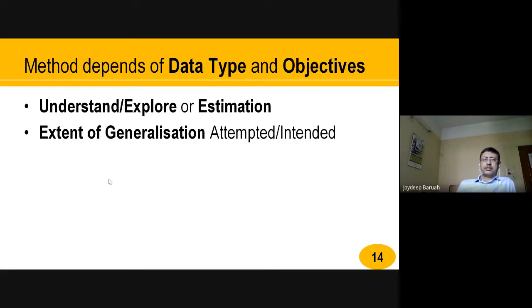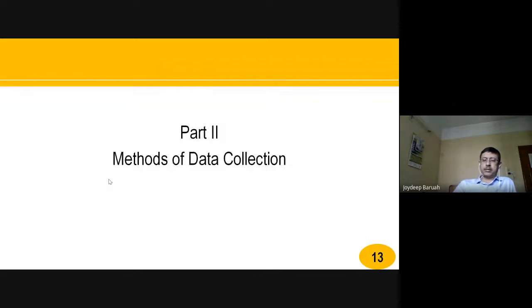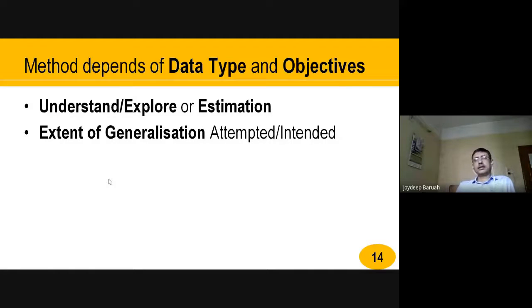Now, as I have said, your methods of data collection, this is the topic. Your methods of data collection will be based on data type and also objective, that is, what you want to do. There will be study objectives. Objective means I'm not talking about the specific objectives of the study. General objectives. All right, general objectives.